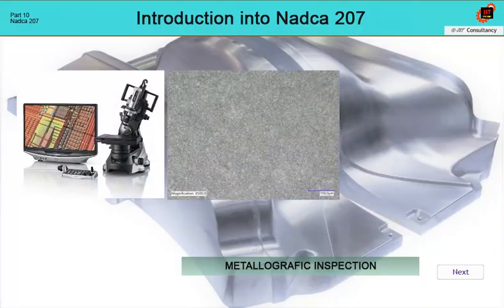The entire NADCA 207 process is based on two essential control points. The first is the incoming inspection of the material, verifying that the material with the ordered properties was actually delivered.